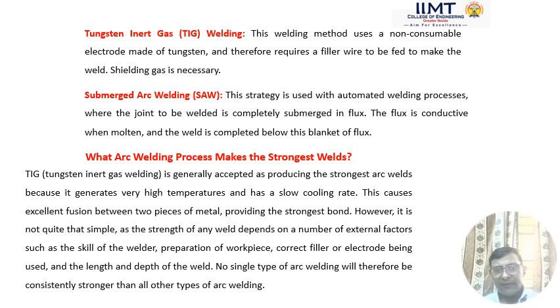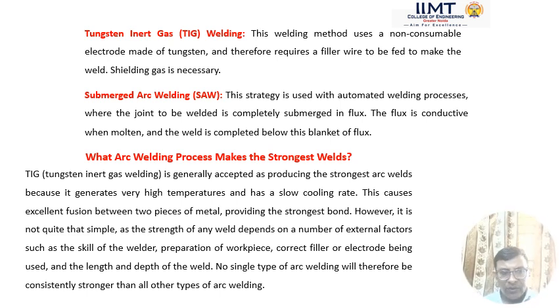So we have generally discussed the types of arc welding. Now we will discuss which arc welding process is known as the strongest arc welding process. Tungsten inert gas welding is generally accepted as producing the strongest arc weld because it generates a very high temperature and has a slow cooling rate. Means in this case, the temperature is very high and the rate of cooling is slow. This causes excellent fusion between two pieces of material. Means the bond between two metals will be very strong. The reason is that the fusion is very excellent due to the slow cooling and the very high temperature.